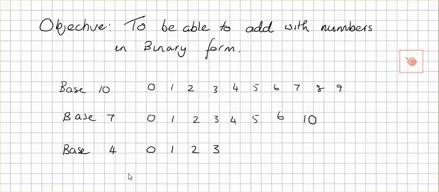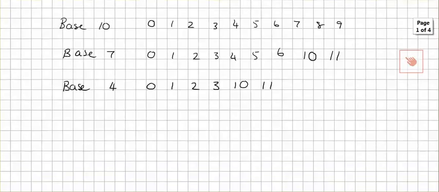Okay, thanks. So base 4 is 0, 1, 2, 3. There is no 4, so what would 4 be, Sophie? 1, 0. 5 would be 1, 1, and so on. It's good that you're not saying 10 because it isn't 10.